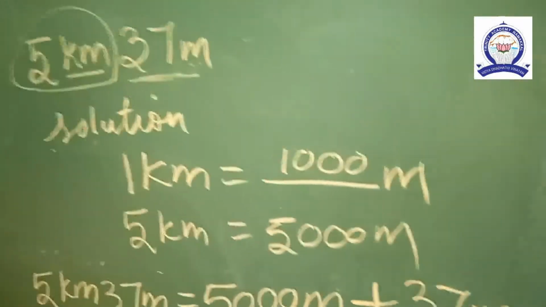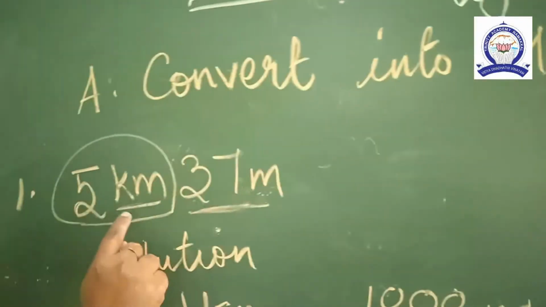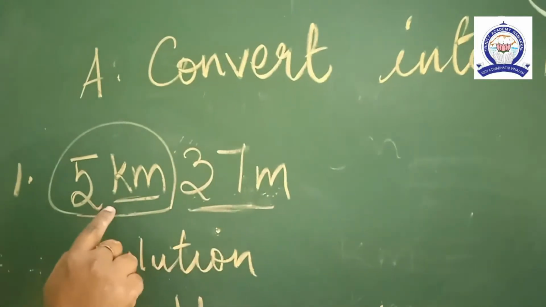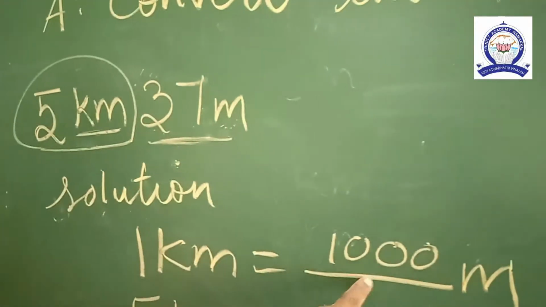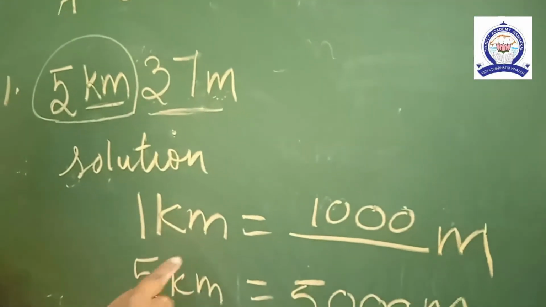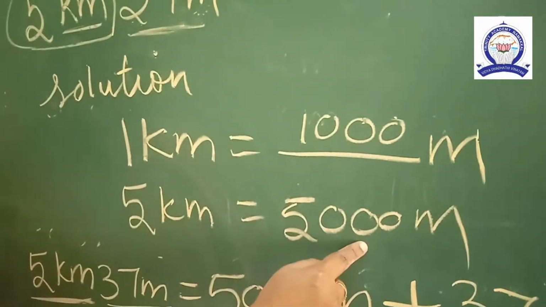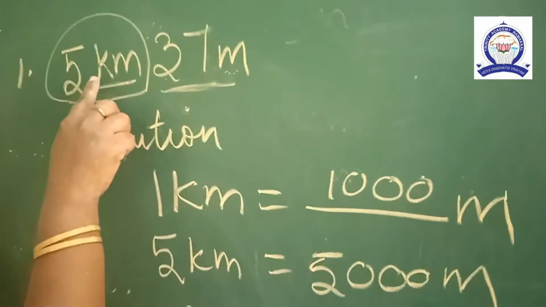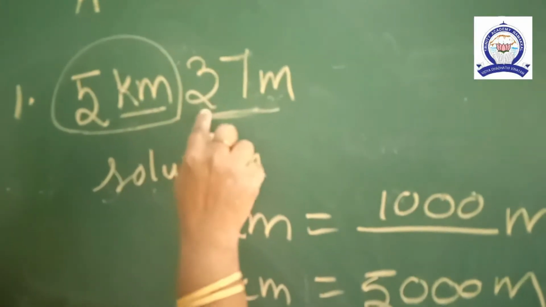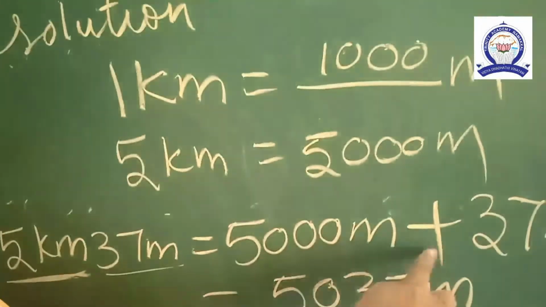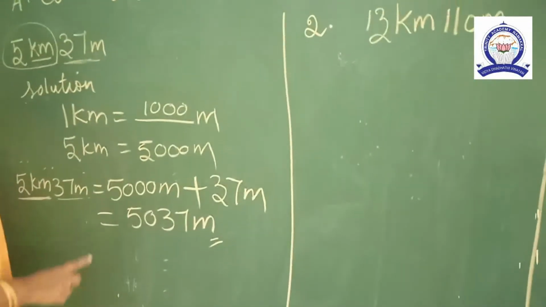Okay children, once again I repeat, we have to convert into meters. The given question is 5 kilometer 37 meter. We have to convert this 5 kilometer into meter. You all know 1 kilometer is equal to 1000 meter. Similarly, 2 kilometer is equal to 2000 meter. Like this, 5 kilometer is equal to 5000 meter. You add plus 37 meter. So 5000 meter plus 37 meter is equal to 5037 meter. This is your first question.